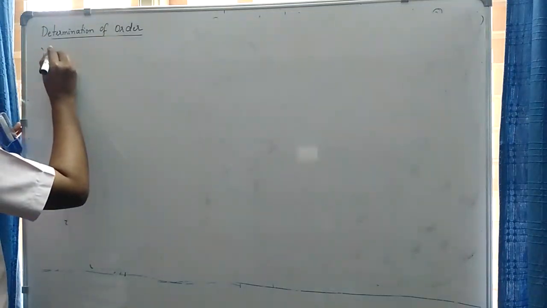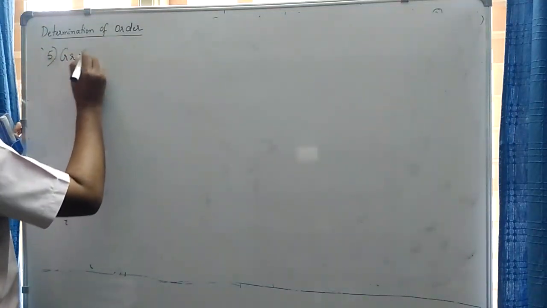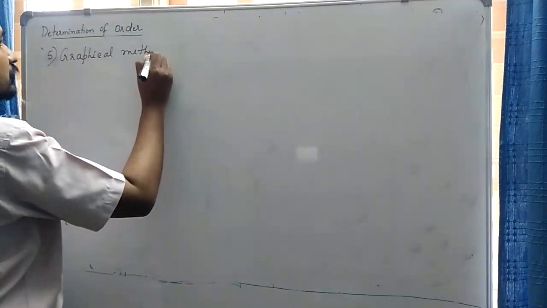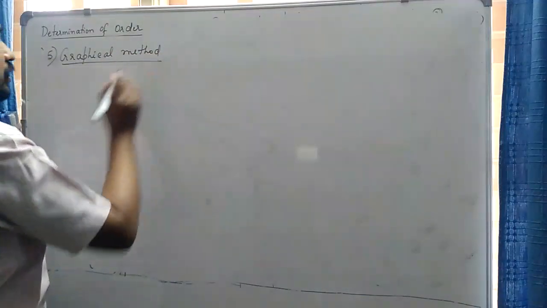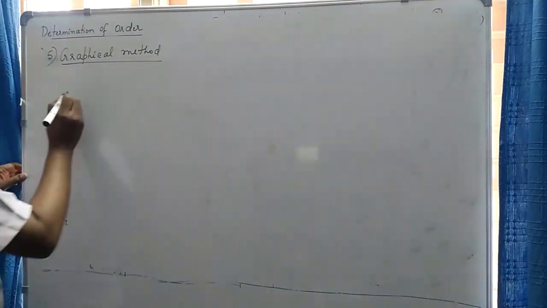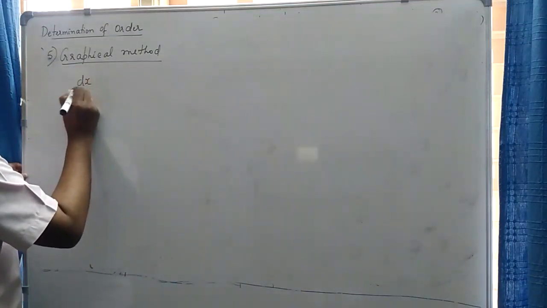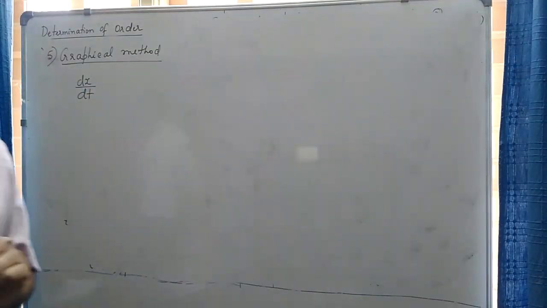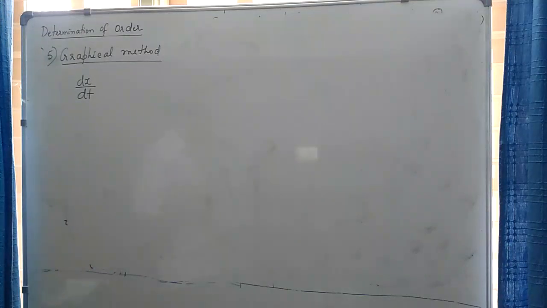So the fifth method is, okay, a less established or less used method, so I will only briefly explain it. Now, we know that the rate of the reaction depends on the concentration of the reactants to the power n, where n is the order of the reaction.